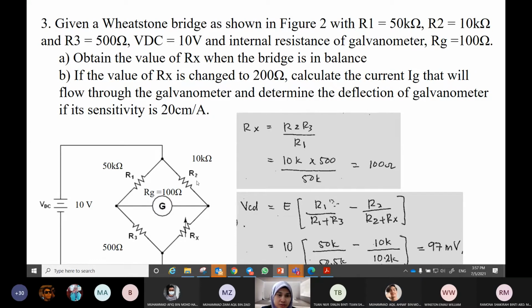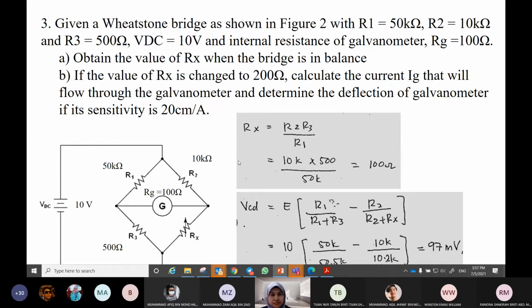R1 over R2 is equal to R3 over RS. RS over R3 is equal to R2 over R1. R1 over R3 is equal to R2 over RS, and so on, okay? But just use the product of cross resistance. R1 RS is equal to R2 R3.